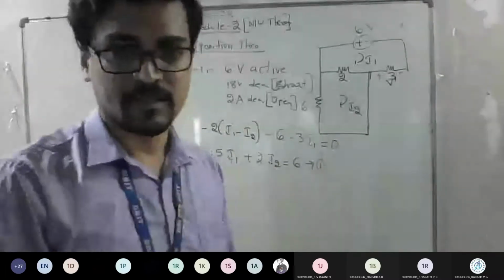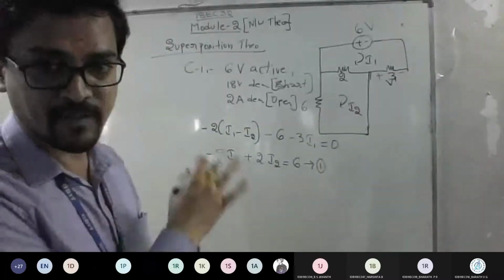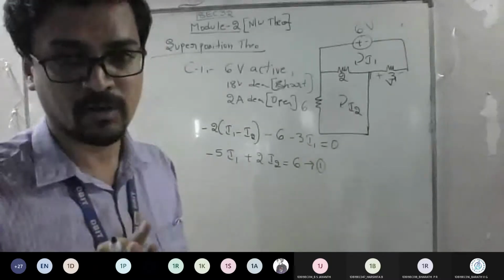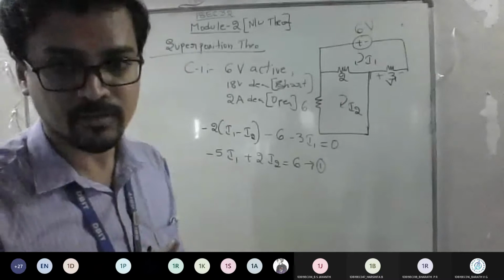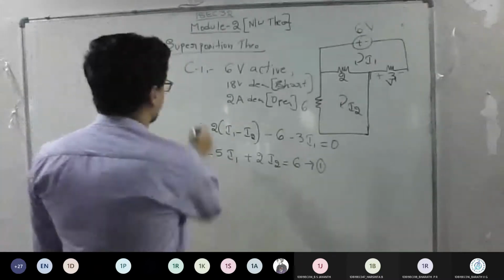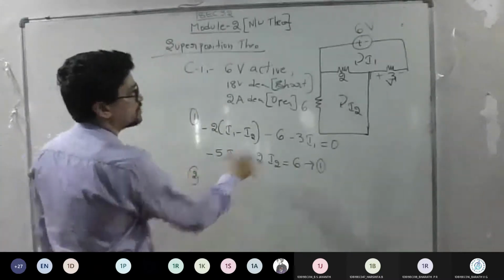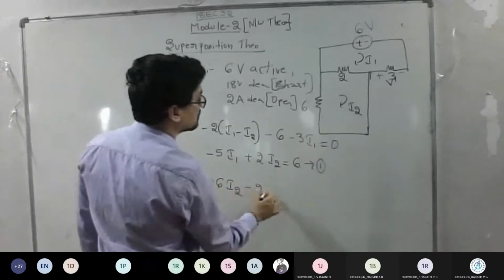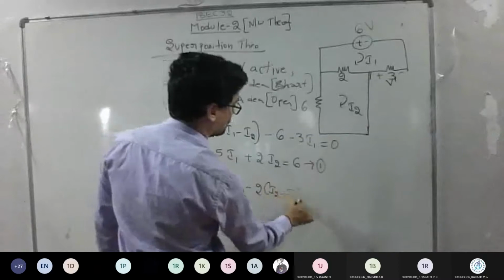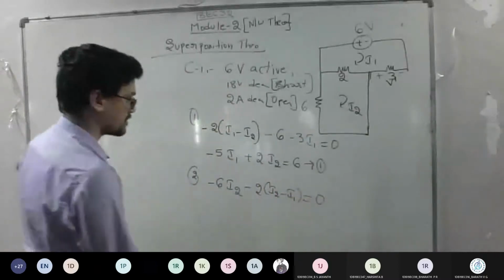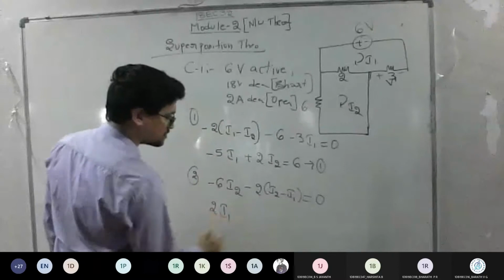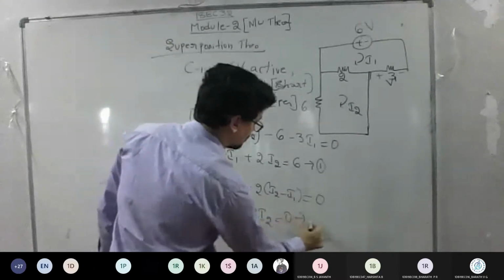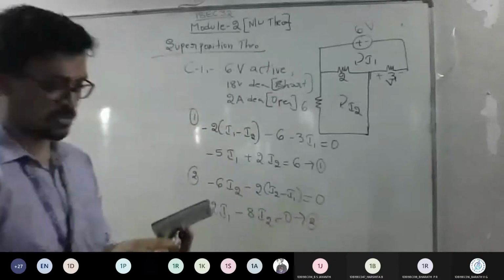Any doubts, anyone? If you know the KCL, KVL concept, from now onwards only the procedure for how the theorem works should be known. Applying KCL, KVL is nothing new for you. Same way, apply for the second mesh: minus 6 I2 minus 2 (I2 minus I1) equal to 0. If you solve this, you get 2 I1 minus 8 I2 equal to 0. Solve these two equations and tell me what your I1 answer is.